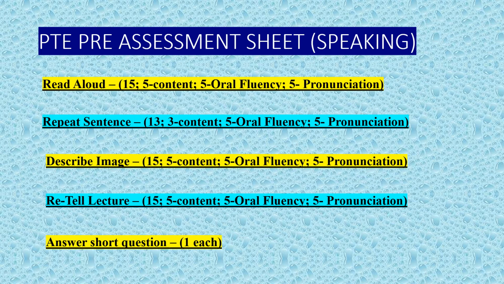When it comes to repeat sentence, the total marking is out of 13, where 3 is content, 5 fluency, and 5 pronunciation. On the other hand, describe image is out of 15 points, of which 5 is your content, 5 fluency, and 5 pronunciation. Then moving on to retell lecture, it's again 15 points, 5 content, 5 fluency, 5 pronunciation, and the last is answer short question, which is 1 point each.